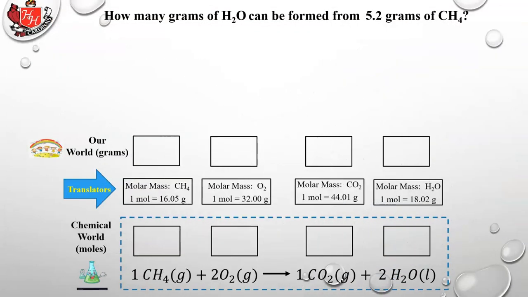Okay, we're going to do one final problem. This one's a little bit longer. So how many grams of H2O can be formed from 5.2 grams of CH4?